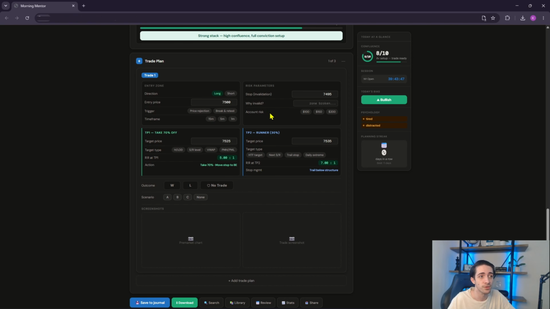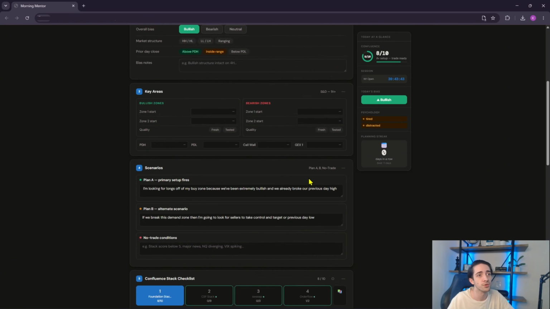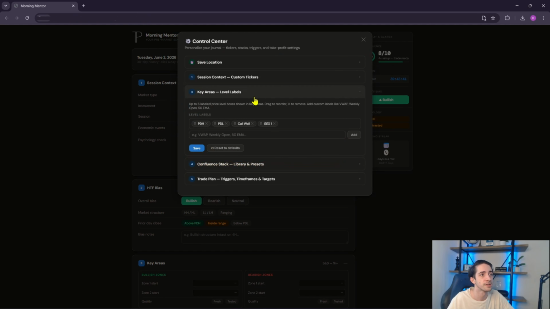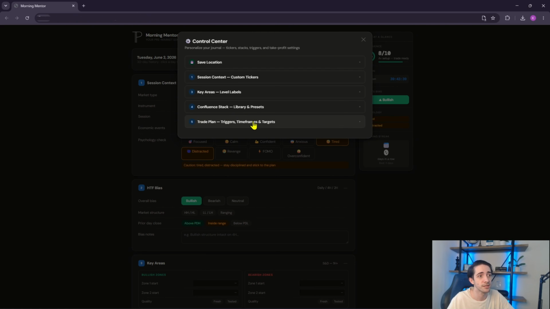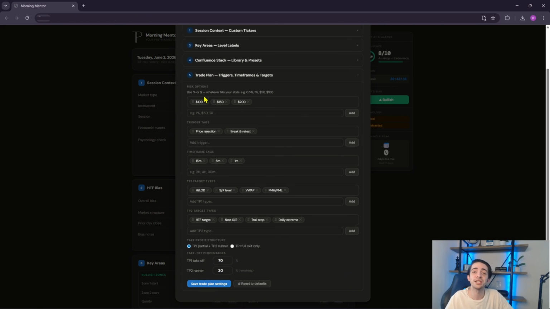And I know you guys are probably looking at the target types and possibly even the triggers and also the account risk. Guess what? That's all customizable. You're going to scroll up to your settings icon. We're going to click trade plan. And here's where you could change everything. You could do percentage or dollar amount for whatever your risk is looking to be. You could trigger tags. Was it a price rejection? Was it a break and retest? Is it absorption? Maybe you're using Bookmap or order flow and it's an absorption going on there.